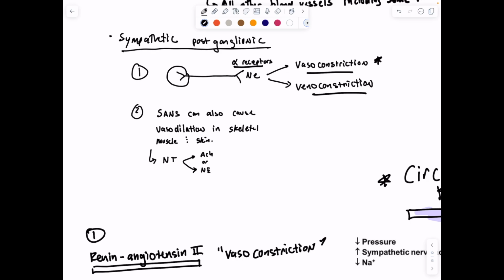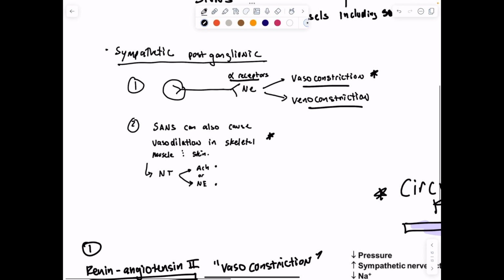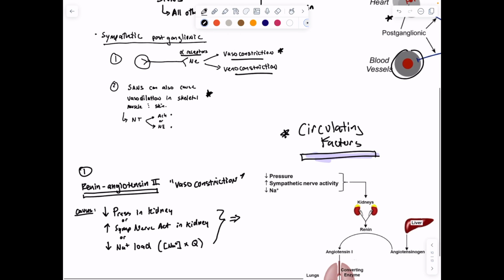All right, it can also do vasodilation in skeletal muscle and skin using either acetylcholine or norepinephrine, but generally that's in skeletal muscle or skin. Why would you want that in skeletal muscle? Well, sympathetic is fight or flight. And so you would want to dilate the vessels in your skeletal muscle, right? So you can fight or flight.